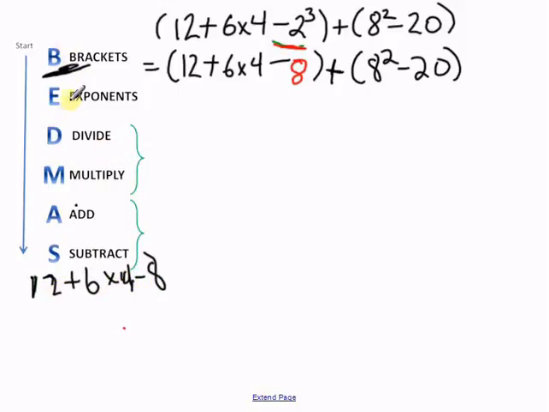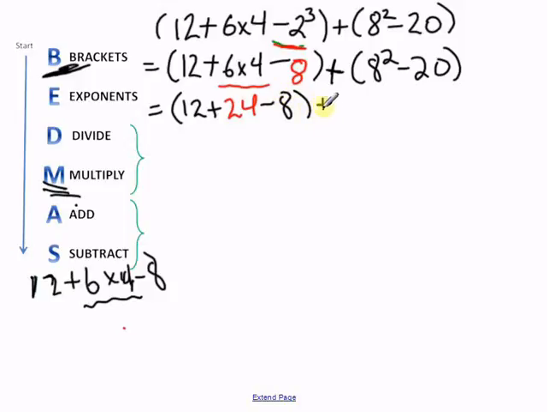So inside this bracket, there are no more brackets. The exponent's done. There's no division. Now I have multiplication right here. So what that means is I need to come up, and that's my next step, the multiplication inside the bracket. So the 12 stays plus 6 times 4, that's 24, minus 8, and then I still keep going with this, plus 8 squared minus 20. So I did this inside the brackets.